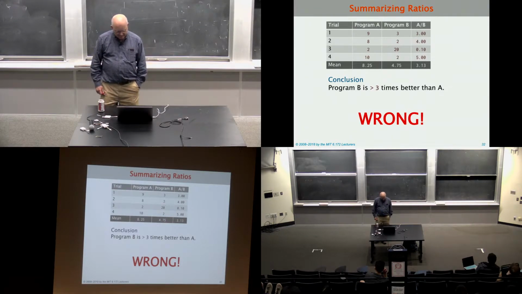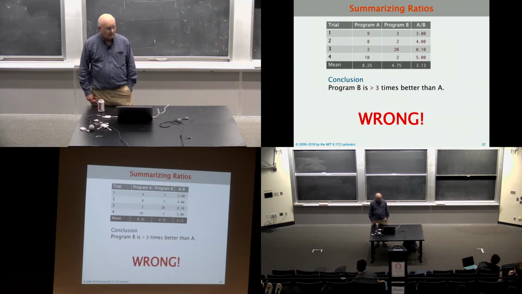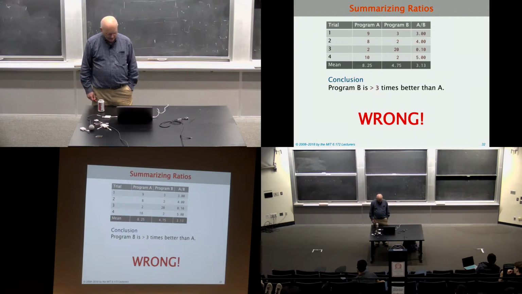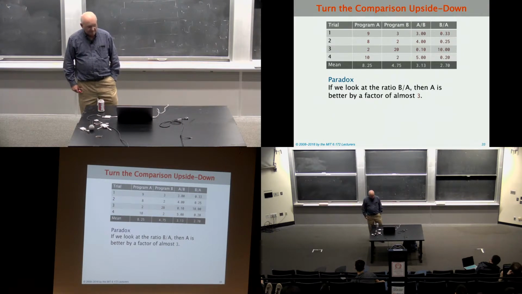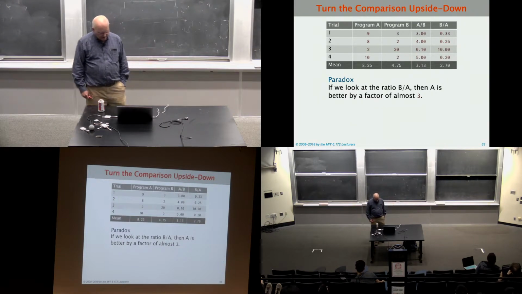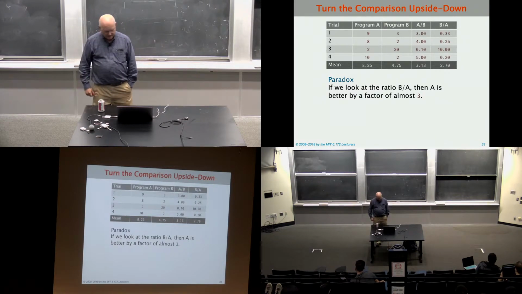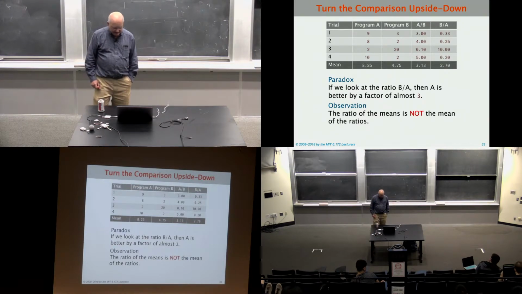One thing you can see here is that the mean of the ratio is not the same as the ratio of the mean. That should be suspicious. Why am I comparing? Should I be comparing the ratio of the means, or should I be comparing the mean of the ratios? That's not particularly good. Another thing is, suppose I take a look at the ratio B over A and I take the arithmetic mean. Then what I discover is that A is better by a factor of almost 3 than B. So clearly there's something wrong with taking the average of the ratios, right? And in particular, the ratio of the means is not the mean of the ratios.